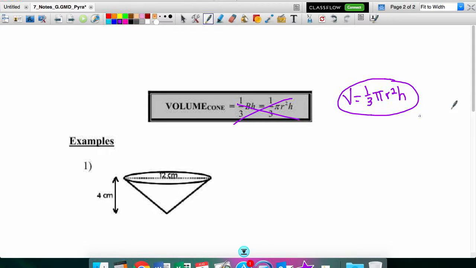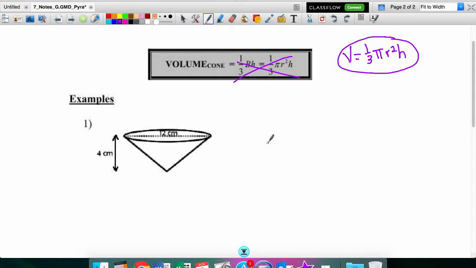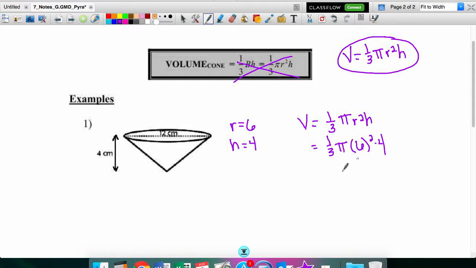Okay, so let's go ahead and solve our example 1 for our cones. So we need our radius and our height, and it looks like our radius is going to be 6, since our diameter was given to us as 12. And the height of a cone will be the vertical length from the circle to the top, which it looks like is 4. And this will allow me to plug these values into my volume formula, 1/3 pi r squared h. So here I have all of the values.